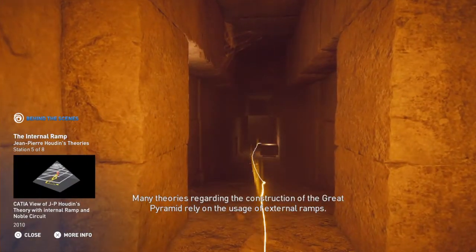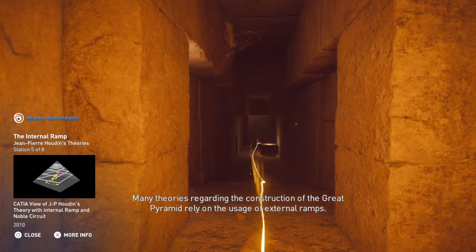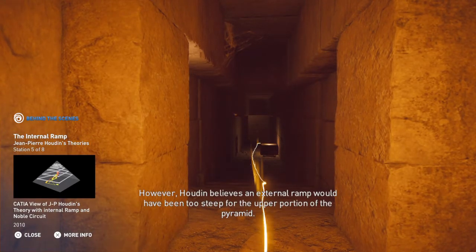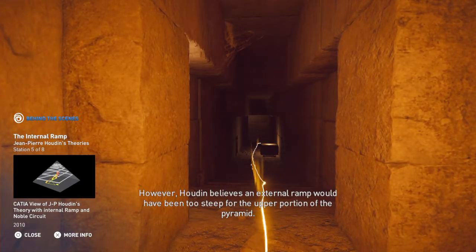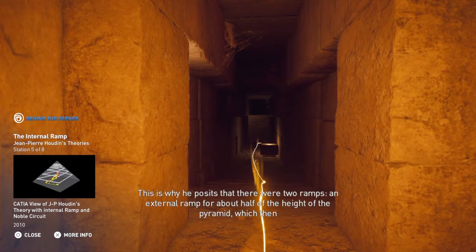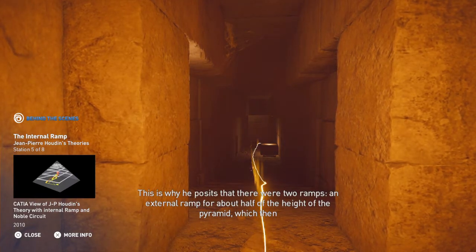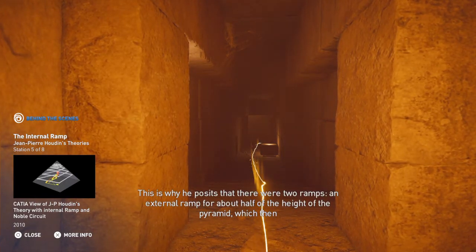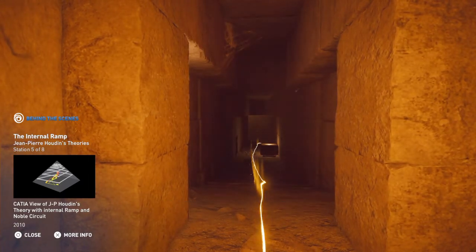Many theories regarding the construction of the Great Pyramid rely on the usage of external ramps. However, Houdin believes an external ramp would have been too steep for the upper portion of the pyramid. This is why he posits that there were two ramps, an external ramp for about half of the height of the pyramid, which then became an internal ramp for the second half.